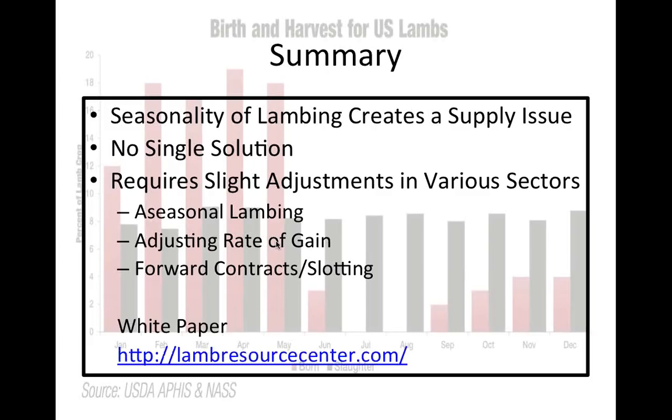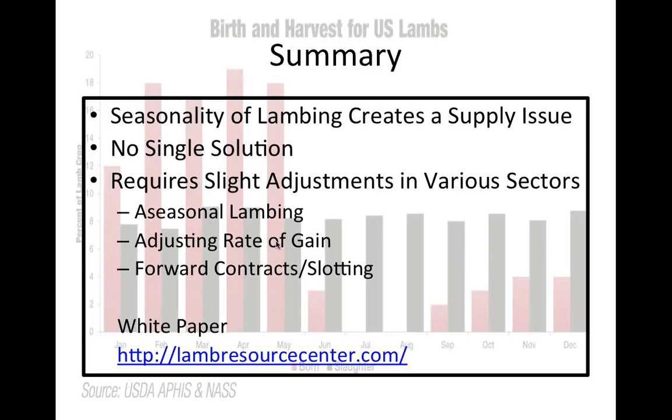Just kind of wrapping this up here. If you hadn't caught this before, there's a white paper that goes into much more detail than what I covered in this past 40 minutes or so. You can find that white paper at lambresourcecenter.com. So go to lambresourcecenter.com, scroll to the bottom of the main page, and there's a figure of a sheep with the word seasonal right below it. Click on that. It'll take you direct to the PDF.